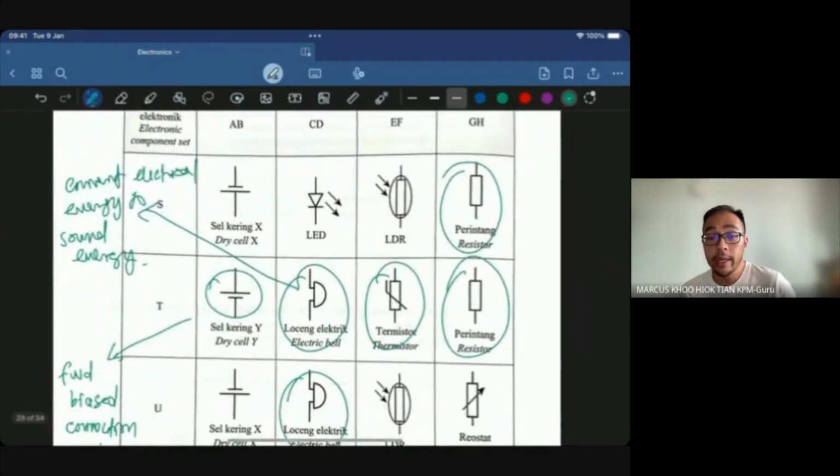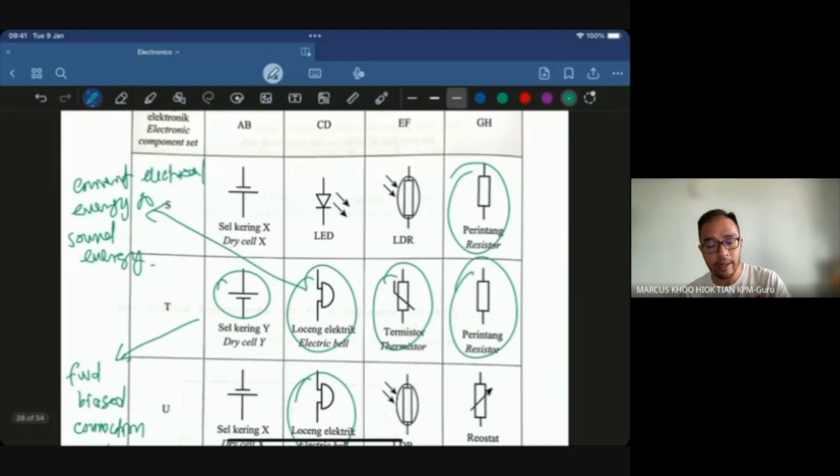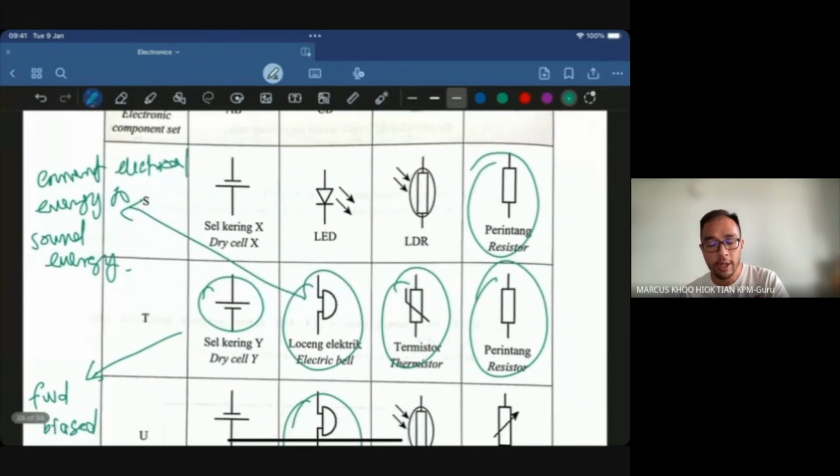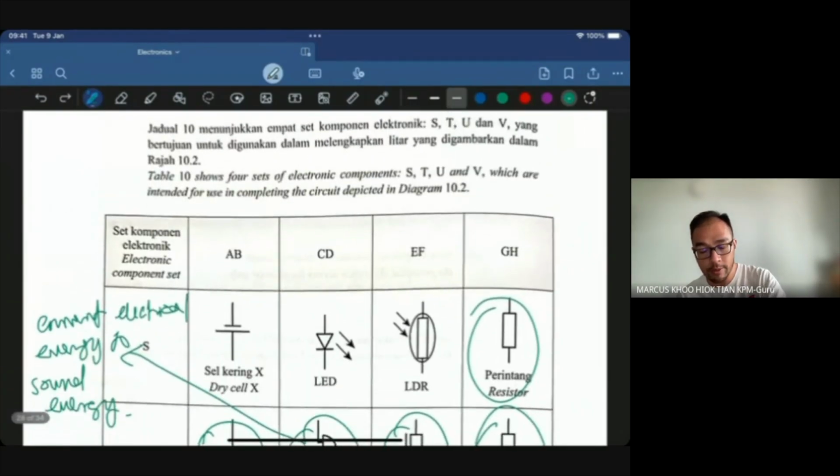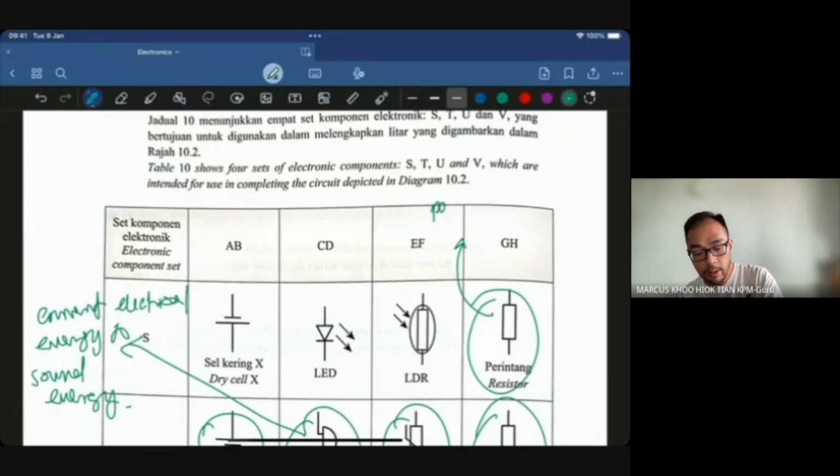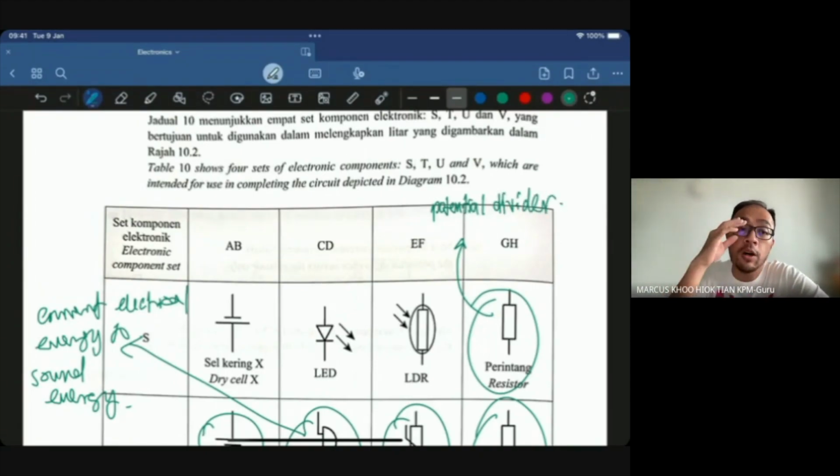Okay, and finally, this one is the hard one lah. Not really hard lah. We have not discussed this before. So the reason why there is a separate resistor, a set resistor, is because its main function is to act as a potential divider. Let me write this up here. Potential divider. The main function of the set resistor is to act as the potential divider.